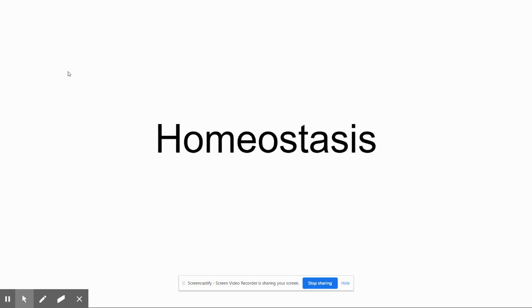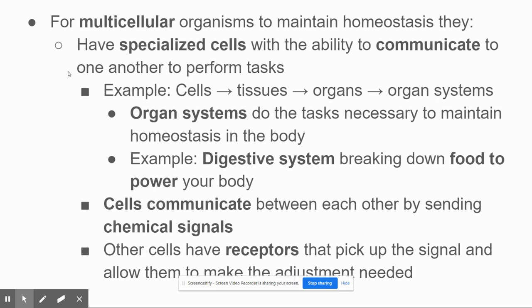So, what is homeostasis? For multicellular organisms like us to maintain homeostasis, they have specialized cells with the ability to communicate to one another to perform tasks. Not all the cells in your body are the same. Your cells in your brain perform different functions than the cells in your heart versus the cells in your stomach. If we remember back when we were talking about the levels of organization, our cells make up our tissues, make up our organs, and our organs make up our organ systems. All of our organ systems serve different purposes.